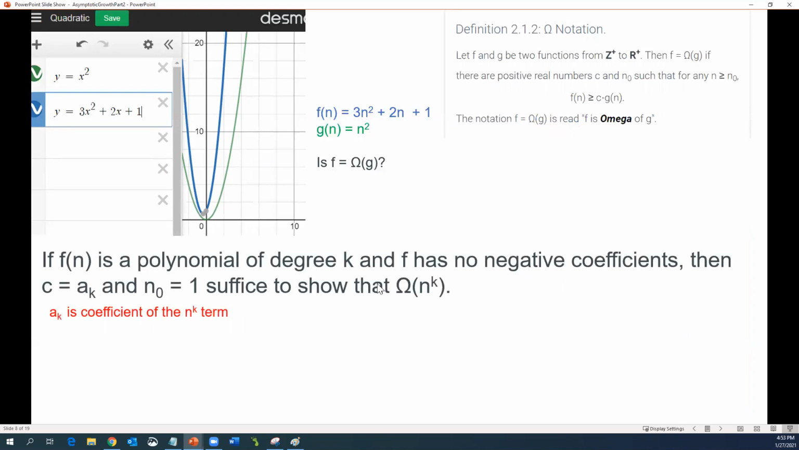So, in order to show it for this example, we need to find a c and an n naught, such that the c will be the multiple of g that we use, and then the n naught will be the value at which anytime we go past the value n, we would have c times g being the lower bound.